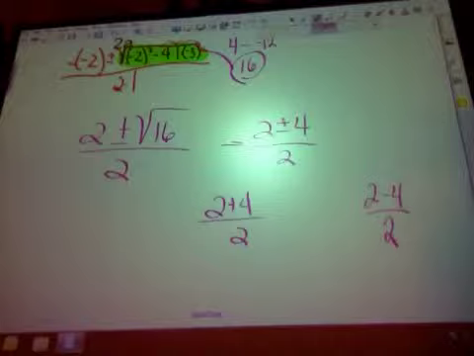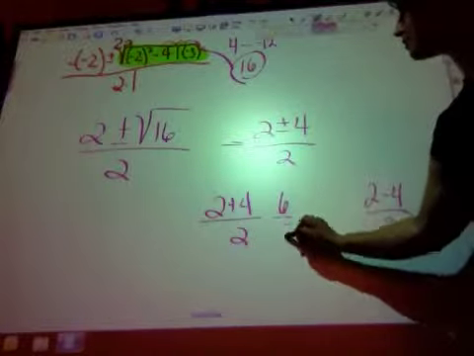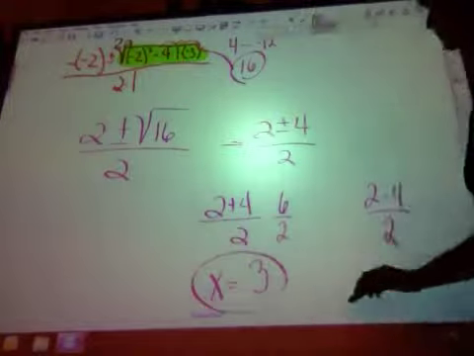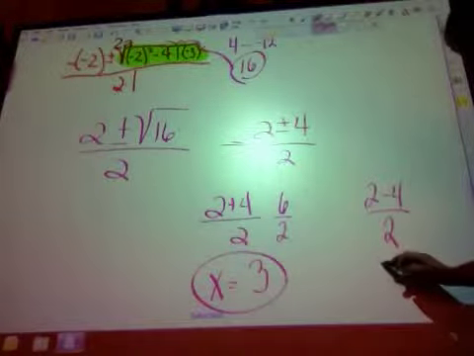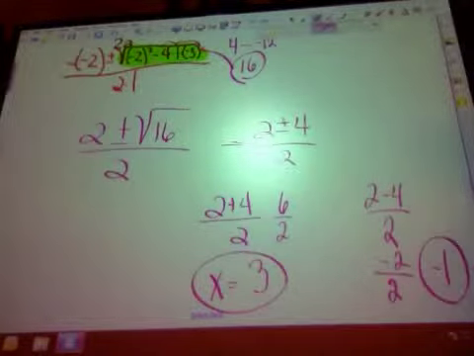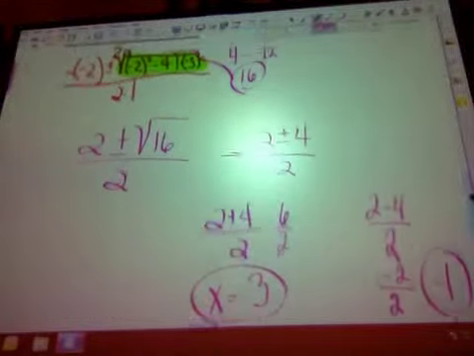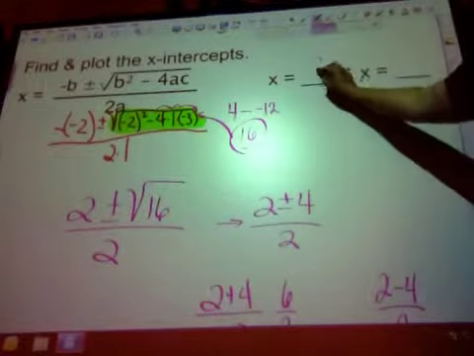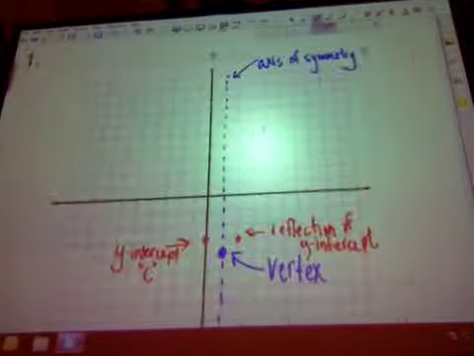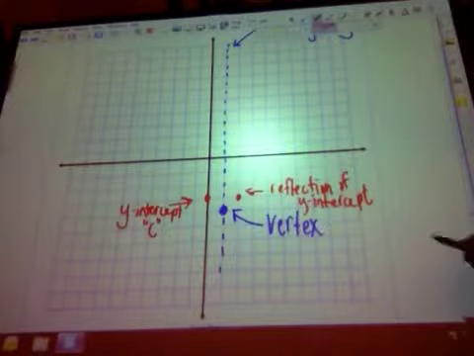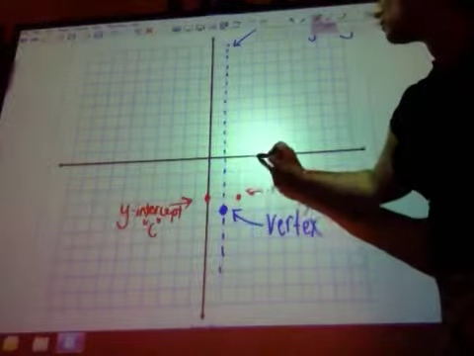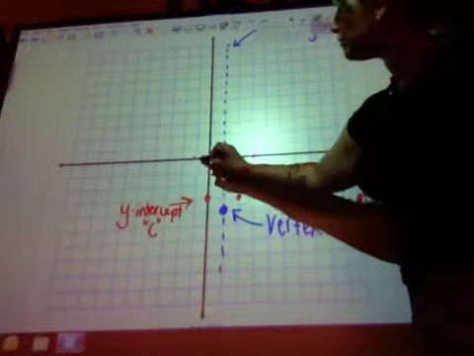So we just simplify. 2 plus 4 is 6. 6 divided by 2 is 3. Over here, 2 minus 4 is negative 2. Negative 2 divided by 2 is negative 1. So our x-intercepts are going to be 3 and negative 1. So when we go to the graph, this is our x-axis, so we're going to put dots at 3 and at negative 1.